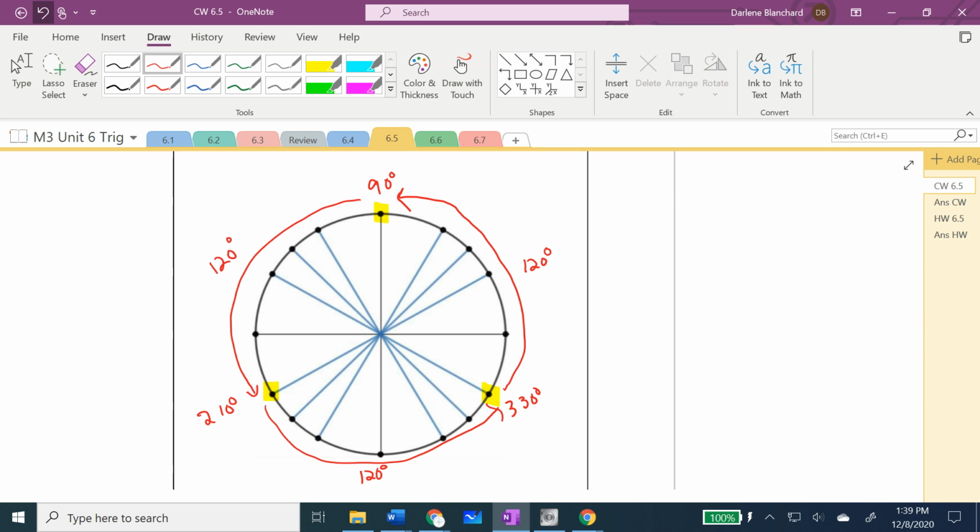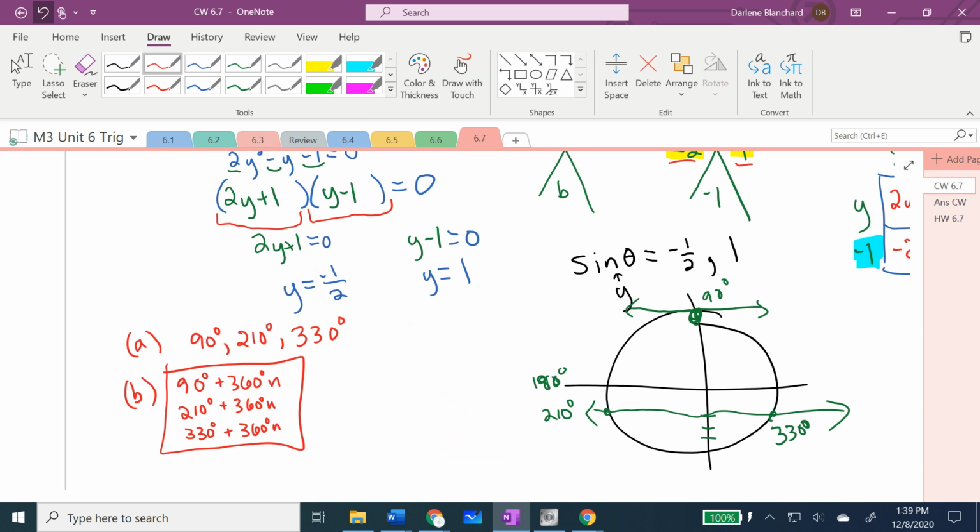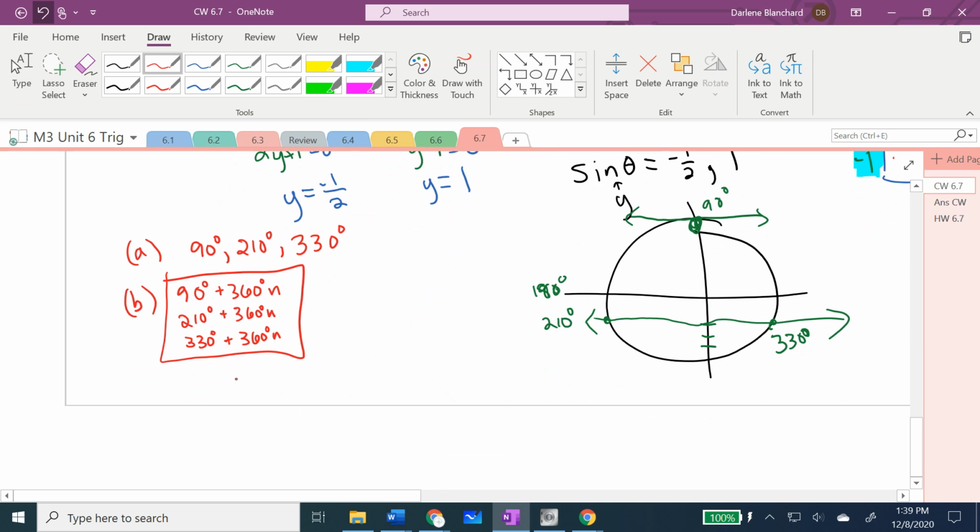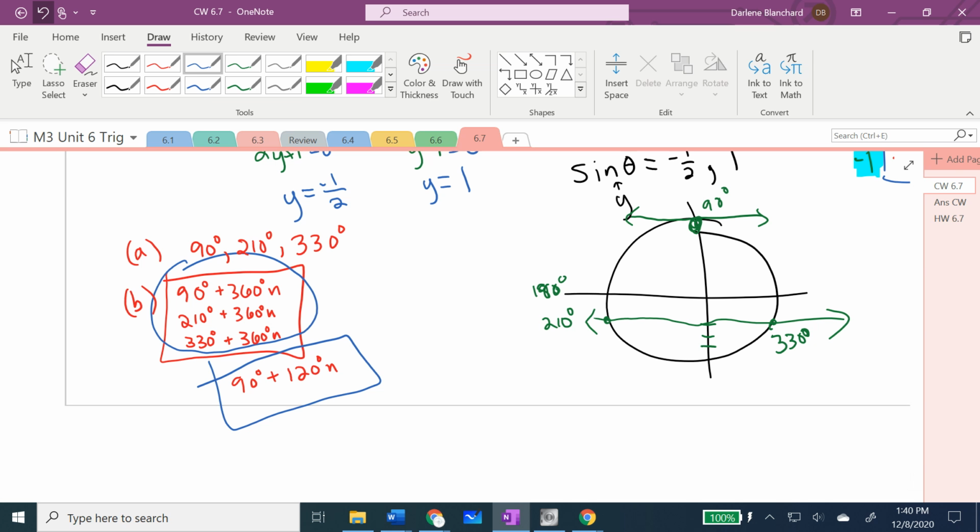So the answer can be simplified to 90 plus 120 degrees times n. But I want to reiterate, I am okay with all of you if you want to write the answer in this format. Once you start seeing more, you can write the more simplified version.